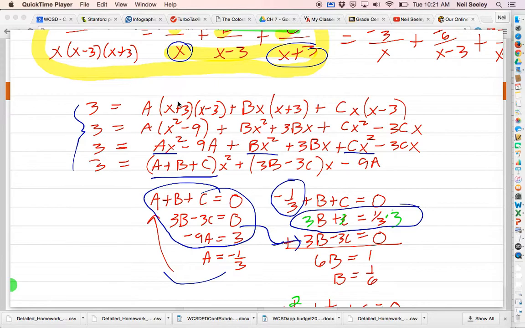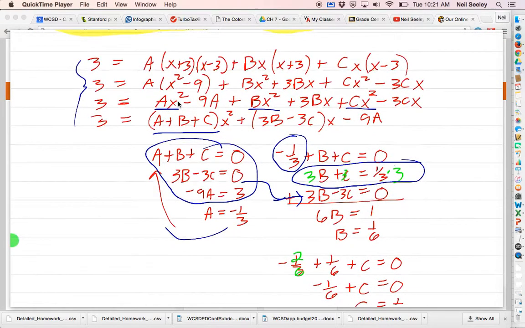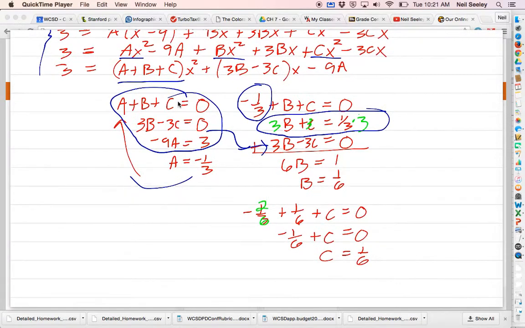That's a system of b and c variables in two equations, so I can solve for b and c. I chose to do elimination. You can choose any method you want for systems, but it seemed nice to multiply the top row by 3 and then add down, getting my b equals 1/6. And then with negative 1/3 for a and 1/6 for b, I put them in the first equation and solved for c, which is also 1/6.